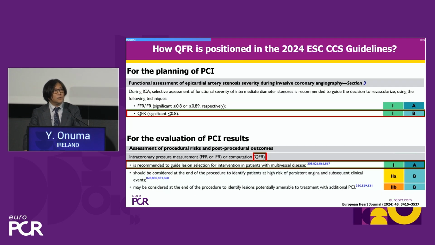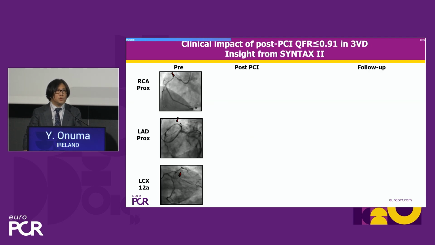After these clinical studies, QFR is positioned as a Class 1B recommendation in the European Society of Cardiology CCS guidelines published last year for the functional assessment of epicardial artery stenosis severity during invasive coronary angiography, and also for the assessment of the procedural risk and post-procedural outcomes. However, so far the clinical evidence is focusing on the selection of the region to be treated by QFR, but it's not really focusing on the post-procedural QFR evaluation. So what do we know about post-procedural QFR and clinical outcomes?